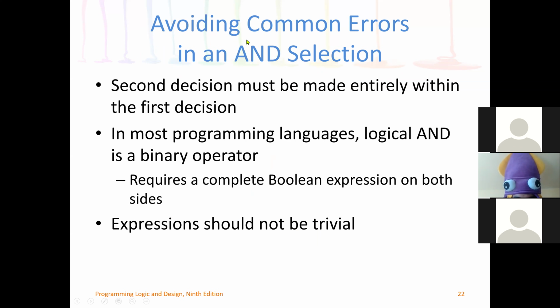Now here they say we should avoid the common errors in an AND selection. So they say the second decision must be made entirely within the first decision. And in most programming languages, the logical AND is a binary operator. A binary operator means you have two inputs. So we always have the left and the right section.